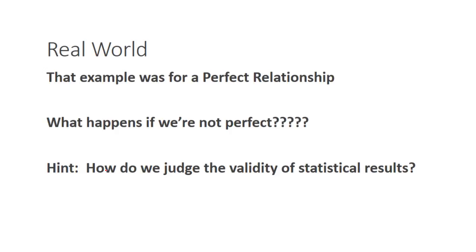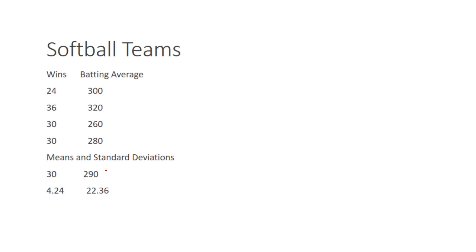What happens if it's not a perfect relationship? How do we judge statistical things? Because obviously, two people with exactly the same SAT score in high school are not going to have exactly the same GPA in college. Some people with really high SAT scores do badly in college and they get bad GPAs. Some people with bad SAT scores still get good GPAs, but mostly the higher your SAT score is, the higher your GPA will be in college.